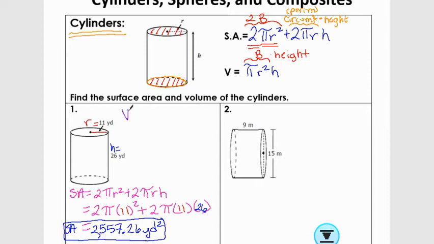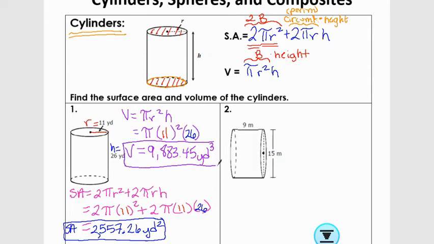Okay, now the formula for volume is pi r squared h. So it's going to be pi times our radius squared times our height. We said our radius is 11 and our height is 26. And when we put that in our calculator, we get that the volume of the cylinder is 9,883.45 cubic yards. Now, remember, volume is in 3 dimensions, so it's cubic yards, whereas area is in 2 dimensions, so it's square yards.